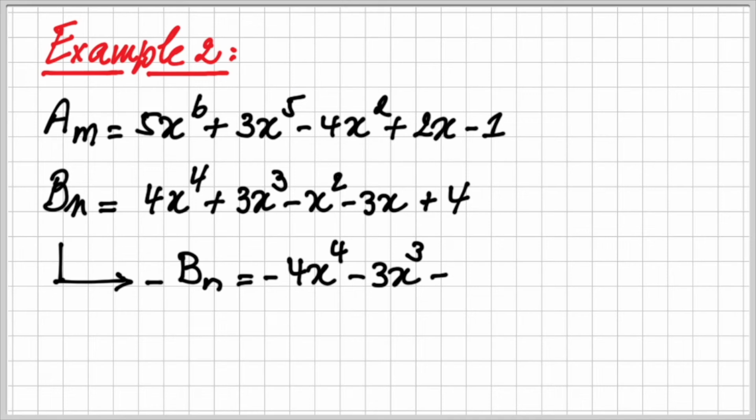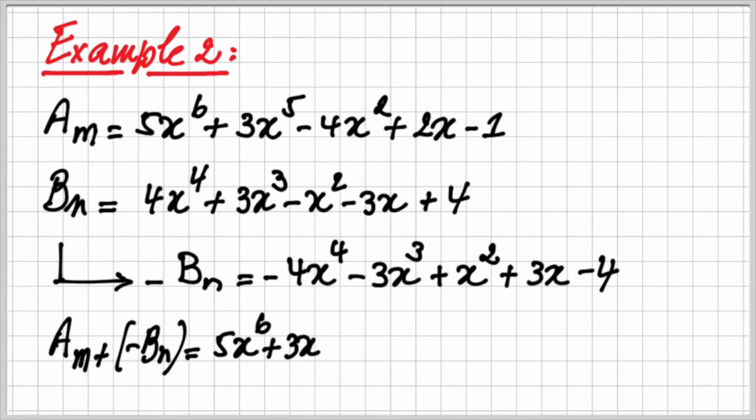First of all, minus b index n, so we take the negative, the inverse of all the parameters. So we find minus b index n is equal to minus 4x to the power 4, minus 3x to the third, plus x squared, plus 3x minus 4.